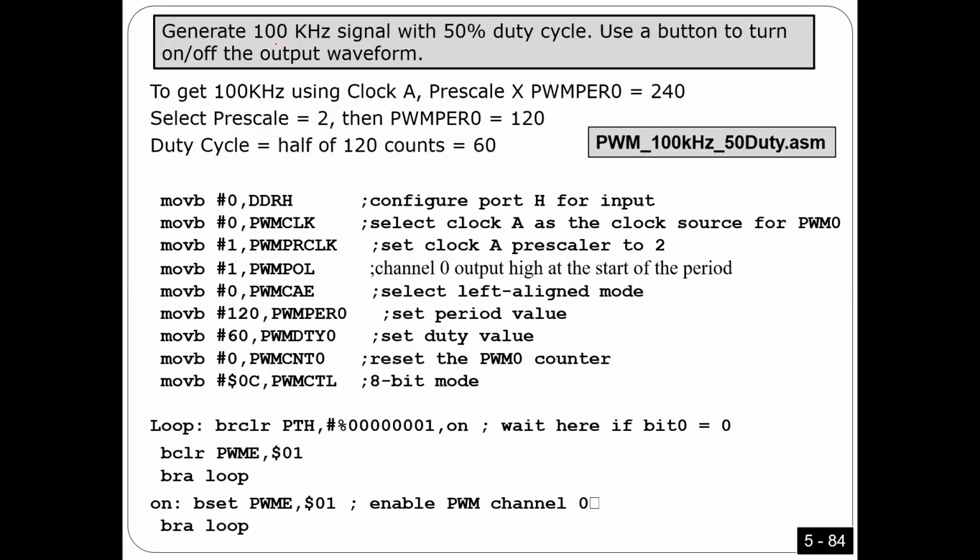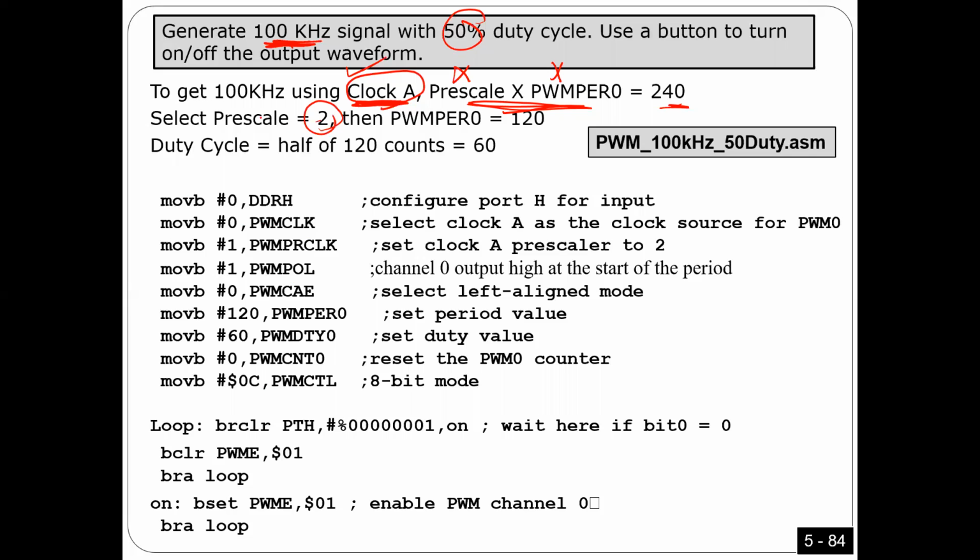Now, I want to generate a 100 kilohertz frequency with 50% duty cycle. The first thing you have to decide is whether you are going to use clock A or scaled clock A, as I said before. In this example, I'm going to use clock A. So you have to use the formula for clock A, and then prescale times the period should be 240. So I have to select some values here so that the multiplication is 240. And that's what I did here.